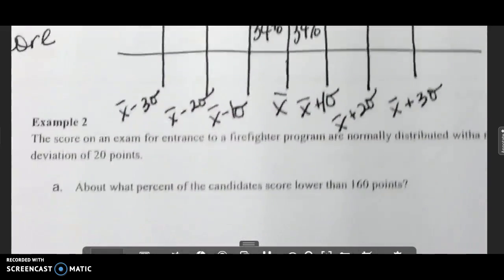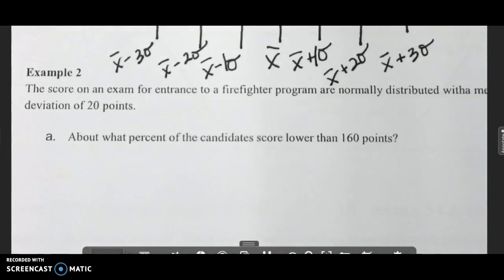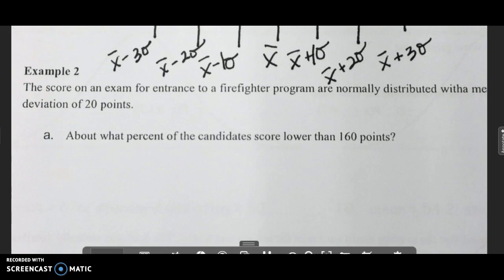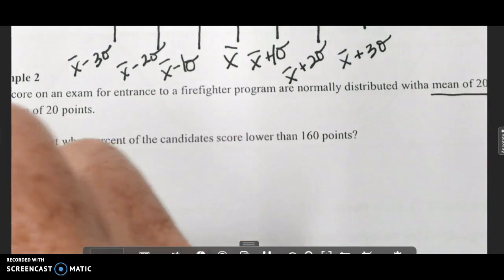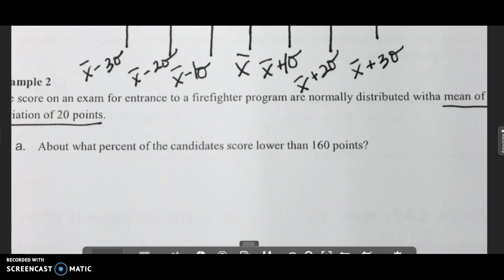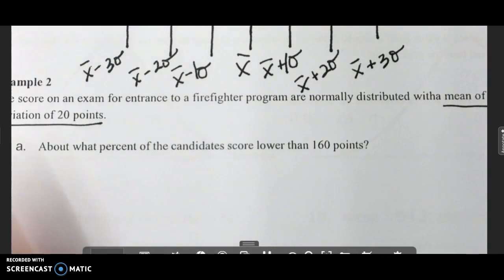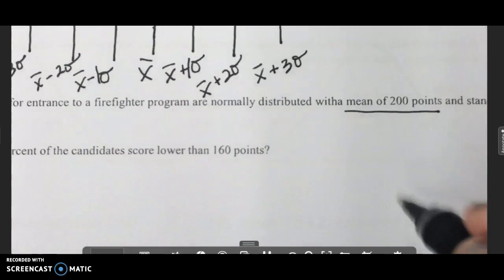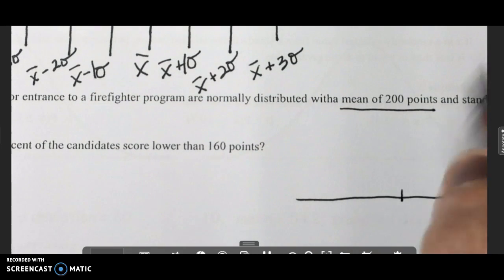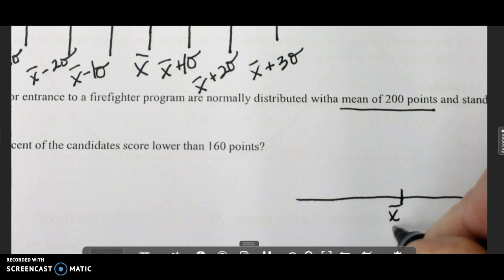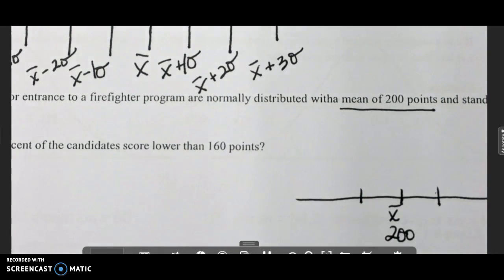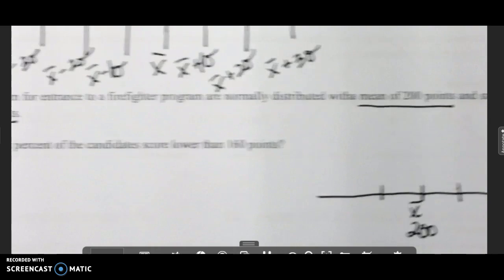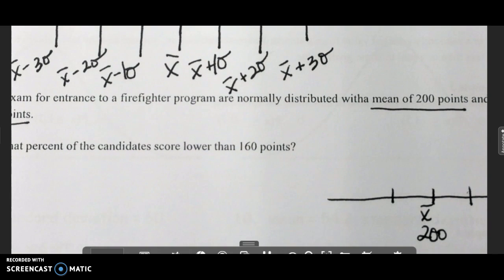All right, so let's go down to the example, and once we put actual numbers to it, it'll make more sense. The scores on an exam for entrance to the firefighter program are normally distributed with a mean of 200 points and a standard deviation of 20 points. Let's draw that curve and see what it would look like. Right in the middle, what's my average? 200. Every range is going to increase or decrease by how much? 20. Why is it 20, Andres? That's my standard deviation.